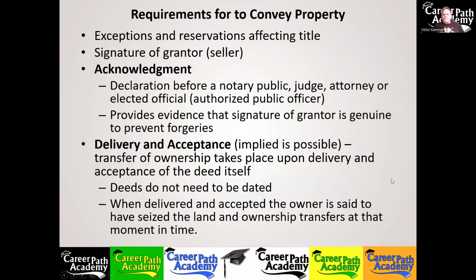Okay, so requirements to convey the property. Once again, you have to have that acknowledgement that the signatures are genuine, to prevent forgeries. And there has to be delivery and acceptance. Implied delivery and acceptance is also possible.